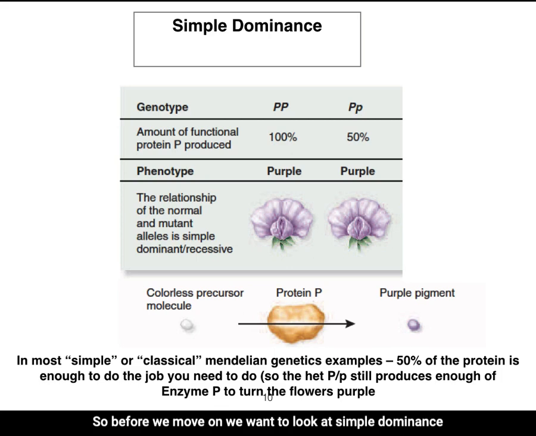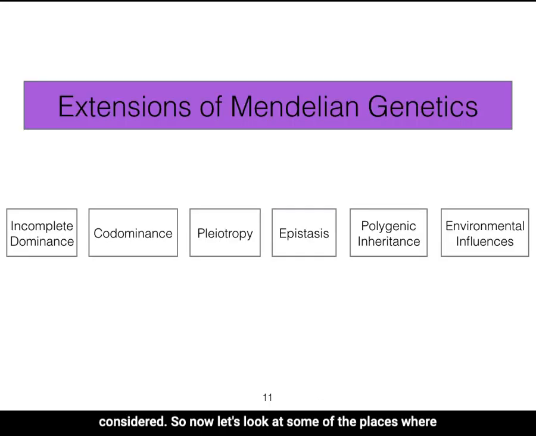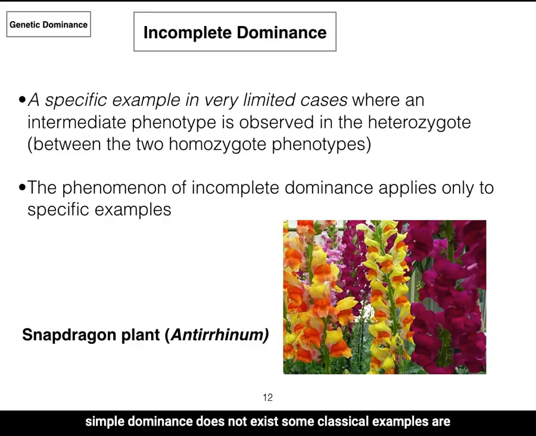So before we move on, we want to look at simple dominance one more time. In most simple or classical Mendelian genetic examples, 50% of the protein is enough. And we saw some of these examples with the purple flower pigment that we just considered. So now let's look at some of the places where simple dominance does not exist. Some classical examples are the snapdragon.